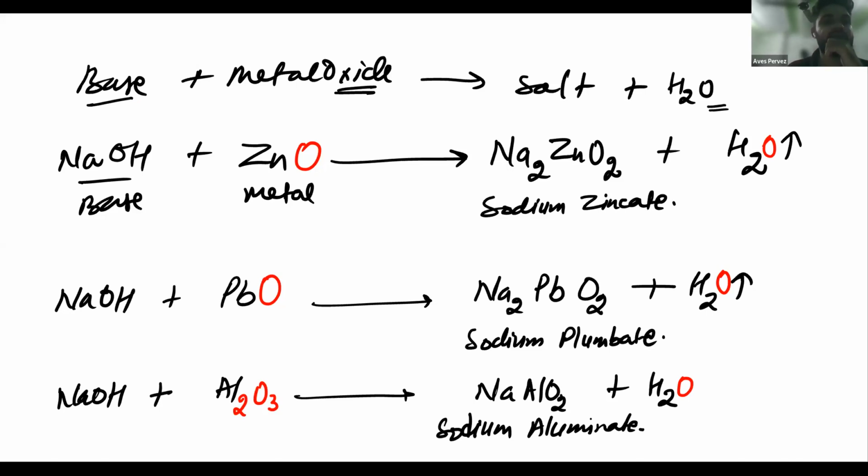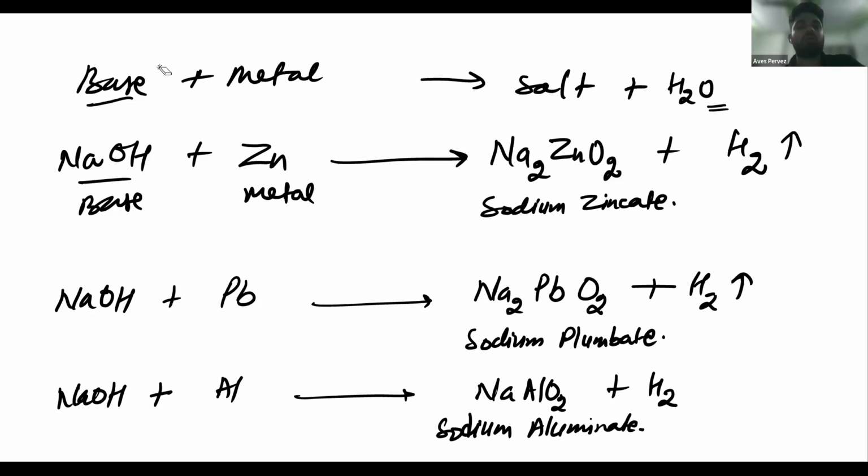Now let's suppose, bases when reacting with metals give salt plus hydrogen gas. If you have a base like NaOH, it is a strong base and you warm it a little bit, and then zinc is added to it. Just listen to me carefully. Then salt will be formed and hydrogen gas will be produced. The name of the salt is sodium zincate.